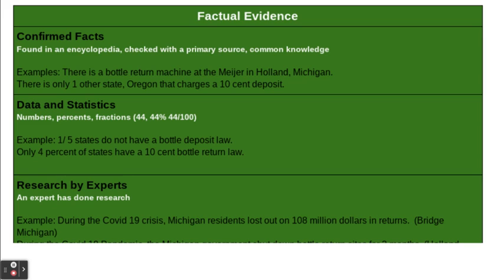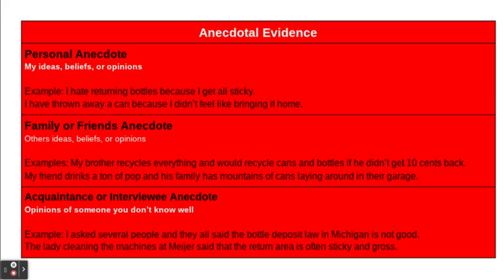The last thing, research by experts. So during the COVID-19 crisis, Michigan residents lost out on $108 million in returns. And that was in Bridge Magazine, where an expert was talking about how difficult it was for families who had a bunch of cans but couldn't return them during the height of the COVID-19 crisis in Michigan. Factual evidence.